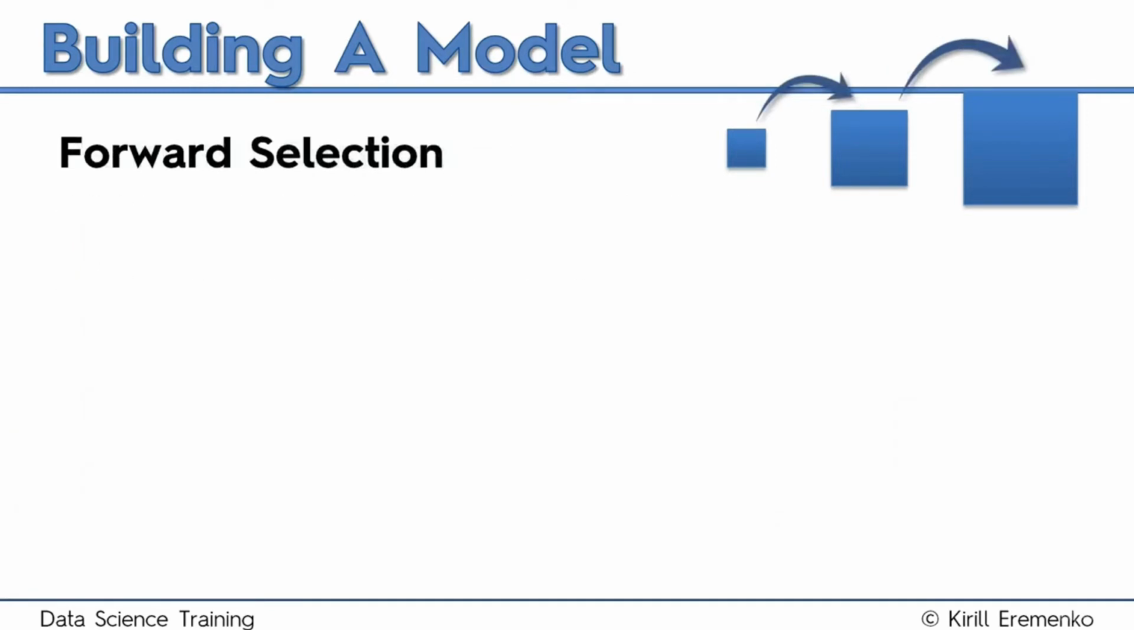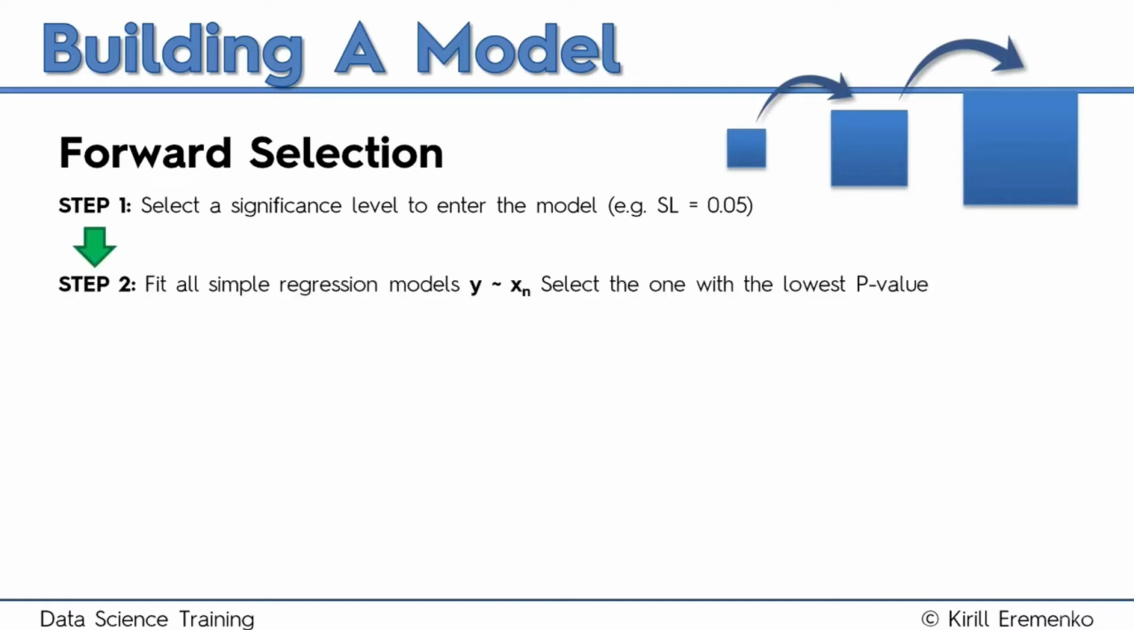Let's move on to the next one. The next method is forward selection. It sounds like the opposite, and the picture in the top right corner does illustrate the opposite, but it's much more complex than just simply reversing the procedure. You will see that it's a much larger procedure. We start with step 1. Select a significance level to enter the model. And in this case, once again, we're going to select 5%. Then we go to step 2.